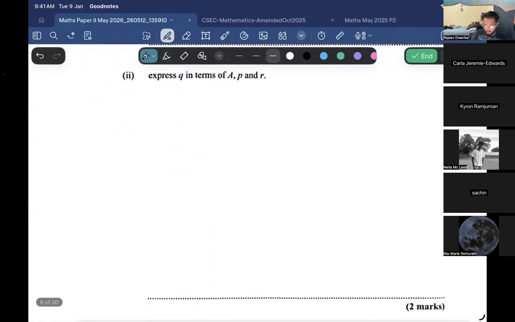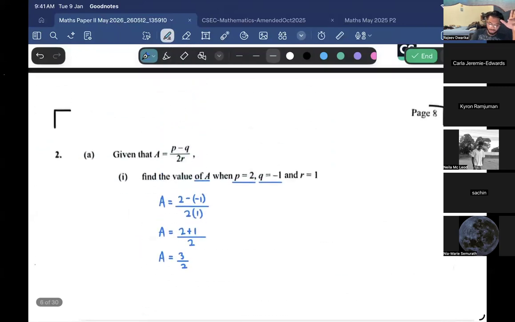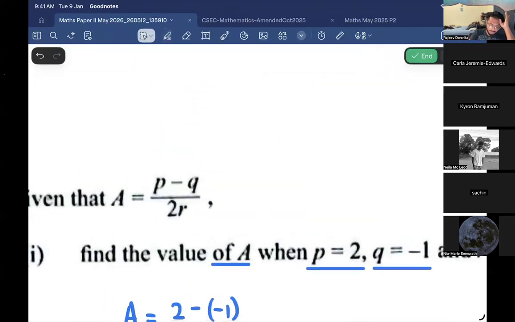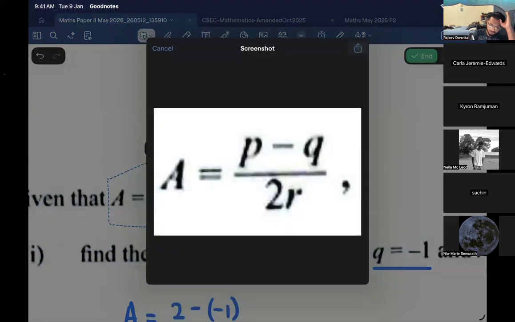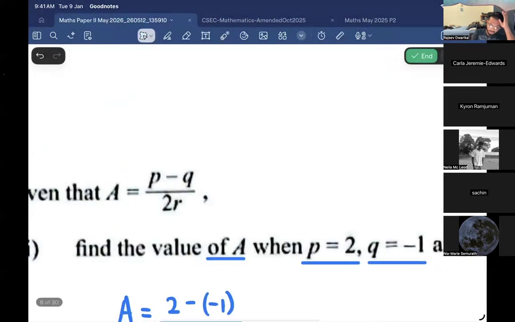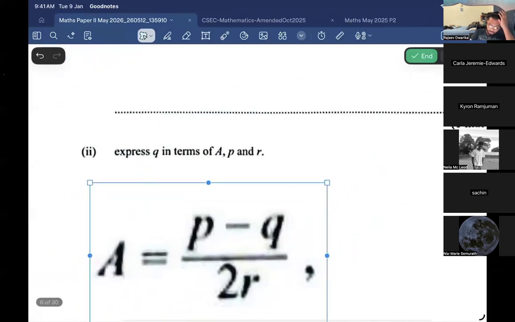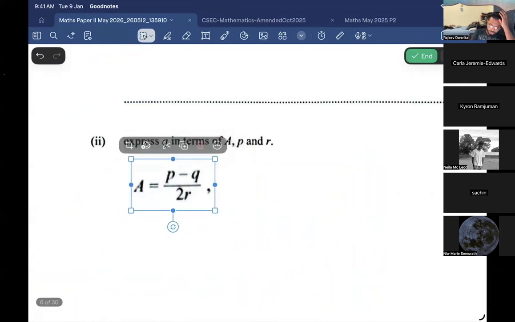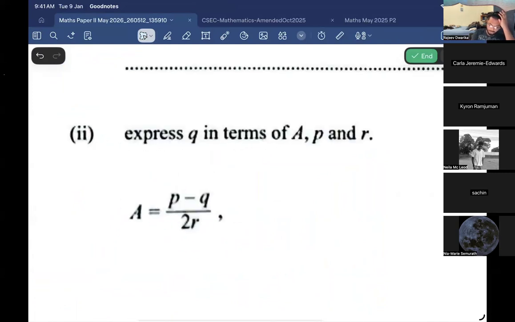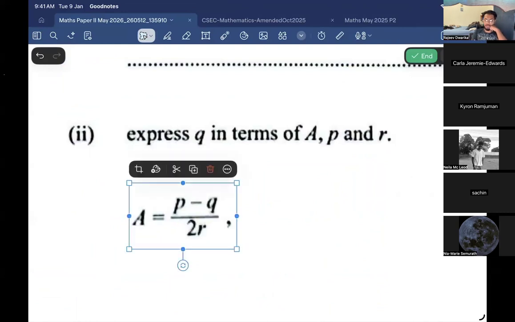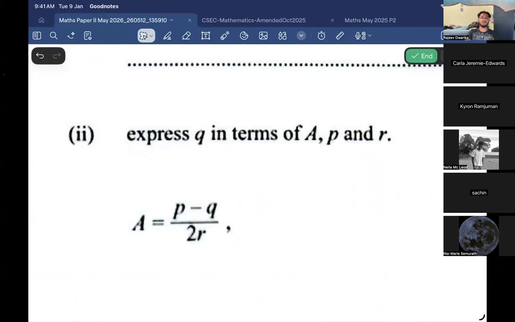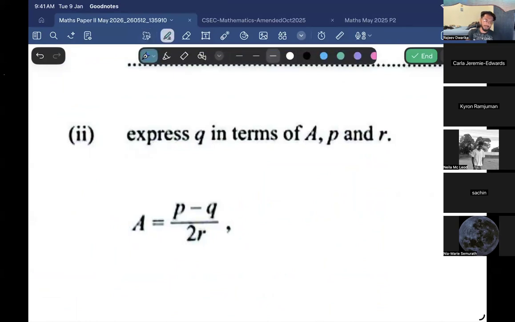Now, this second question is one that would have given some students trouble. Well, this is algebra. All right, Chiron, they want me to make what the subject of the formula? Q. They said express Q in terms of A, P, and R. So they want us to make Q the subject of the formula.